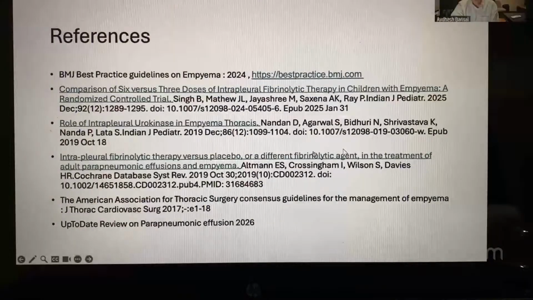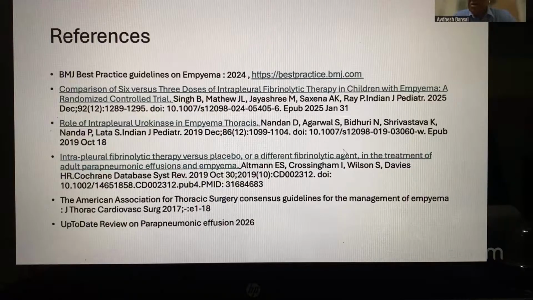Thank you so much. These are the references, mainly from the BMJ Best Practice guidelines, American Association for Thoracic Surgery, UpToDate, a number of Indian studies, which are interesting, mainly pediatric studies, not the adult ones.